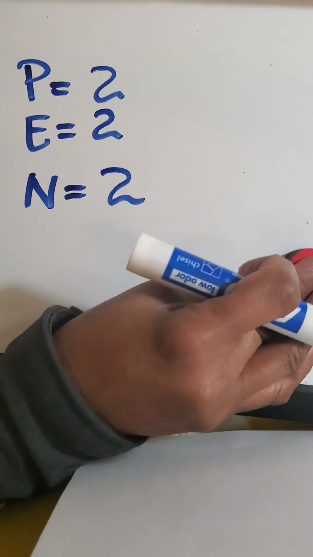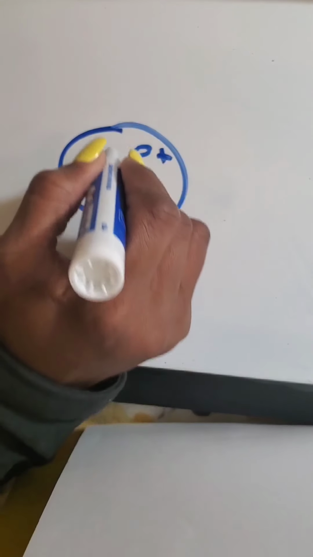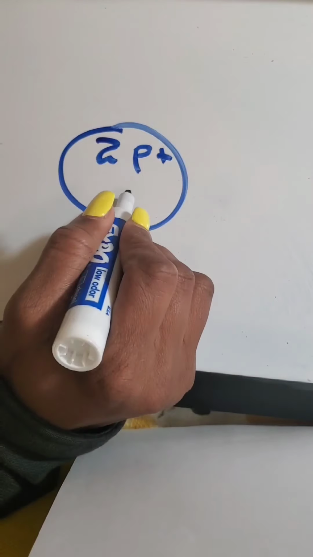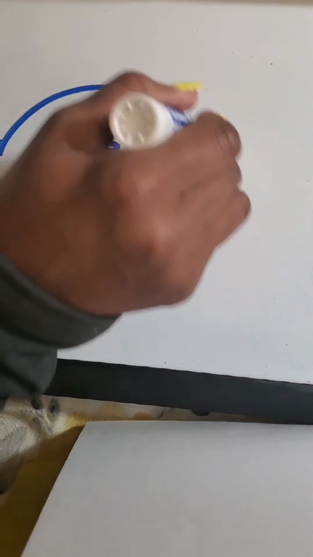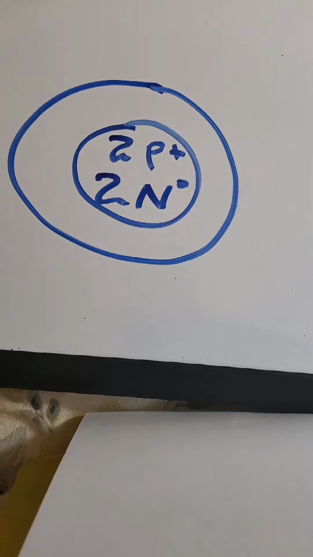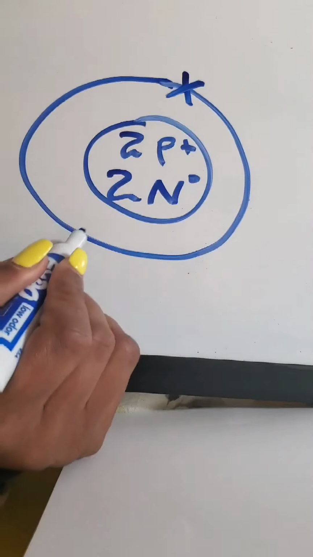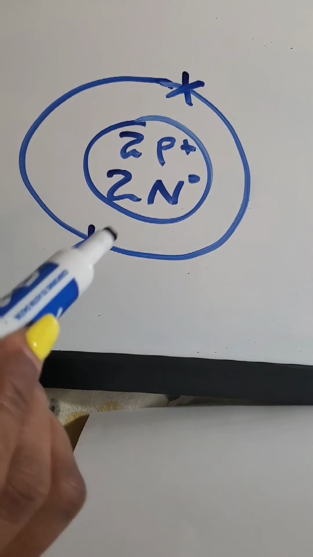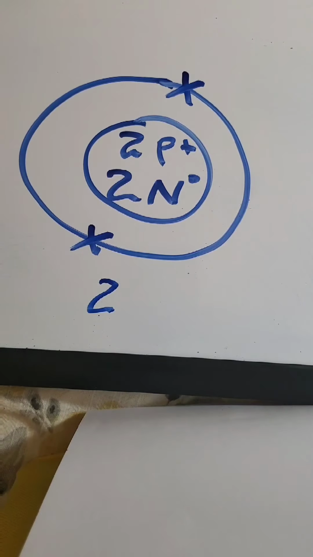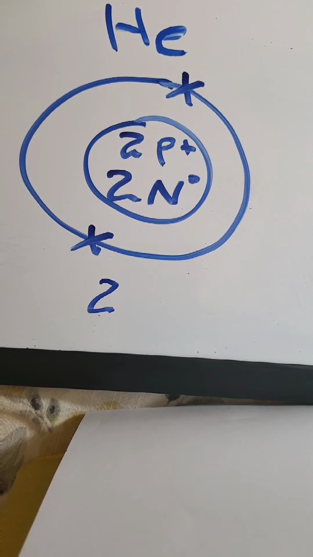Now let us represent this Niels Bohr's way. In the nucleus we have 2 protons, 2 neutrons, and on our shell we have 2 electrons. 1, 2 electrons. And we represent this just by writing 2 because we have two electrons on the first shell. That's for helium atom.